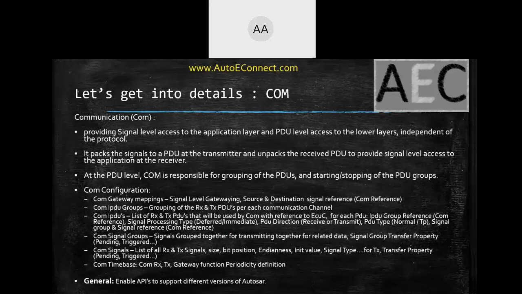When it comes to the COM functionality, the main functionality is providing the signal level access to the application layers. Until now, whenever we were discussing the communication, we were always talking about the PDU. A PDU is like a group of signals which are arranged. For example, a CAN message can be of 8 bytes, and all the signals which are part of this PDU are placed inside the PDU with respect to different bit positions and the byte orders or bit orders, how they have been adjusted.